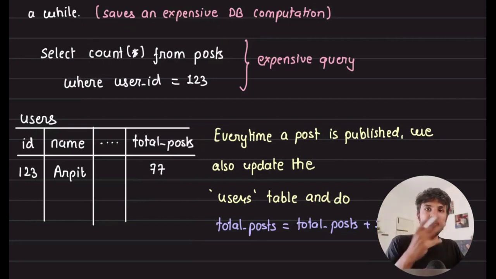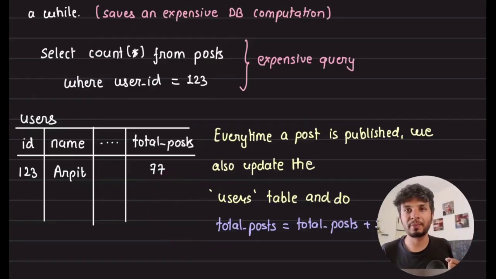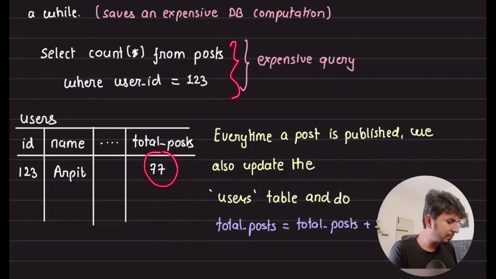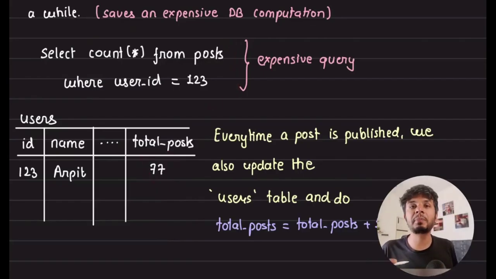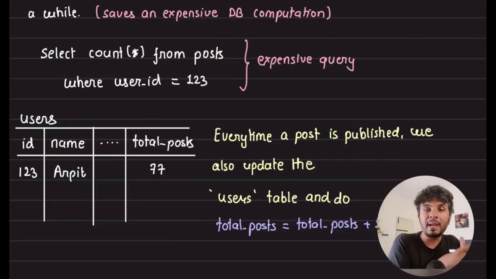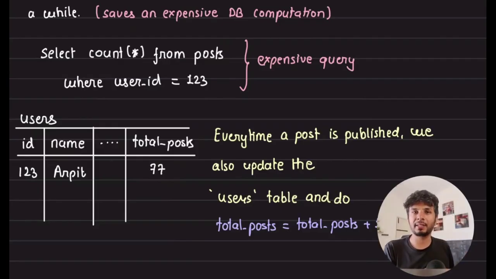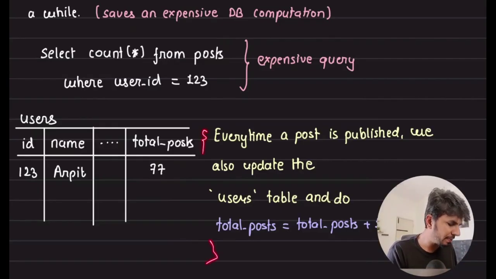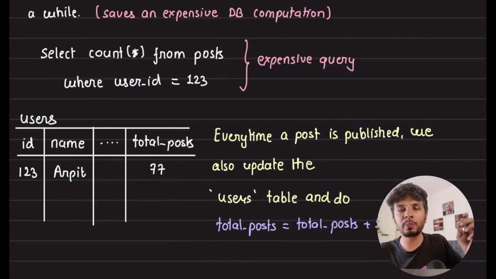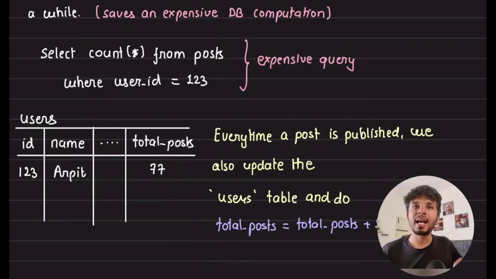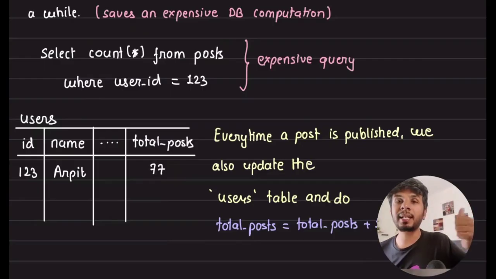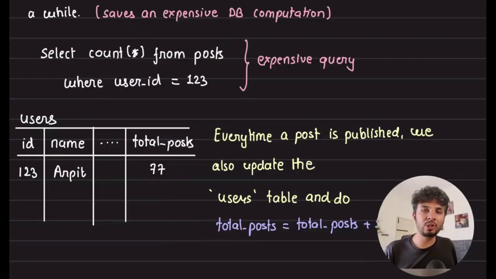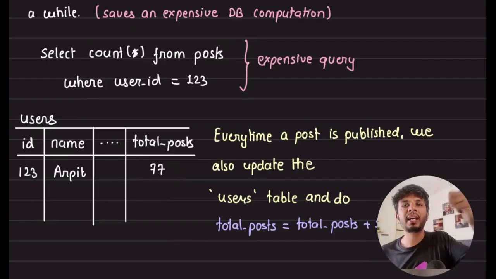I'm not storing the actual post multiple times, but I'm pre-computing the count and keeping it updated whenever a post is published. This way, I save an expensive query that I was firing. This is also an example of caching. I'm saving an expensive computation by storing the data pre-computed in my database and leveraging a database transaction to keep them in sync. Whenever a post is published, I'm also updating total post equal to total post plus 1. This is one more example where you can use the database as your cache. You are not deleting anything, but you are saving an expensive computation.